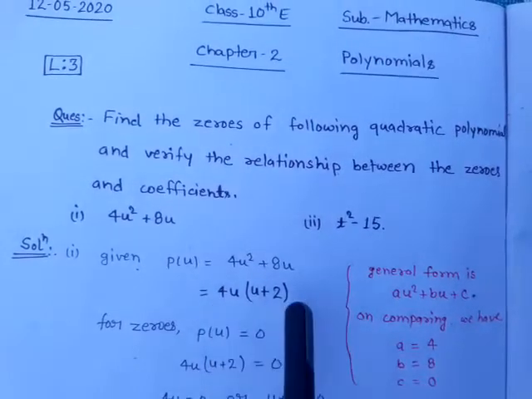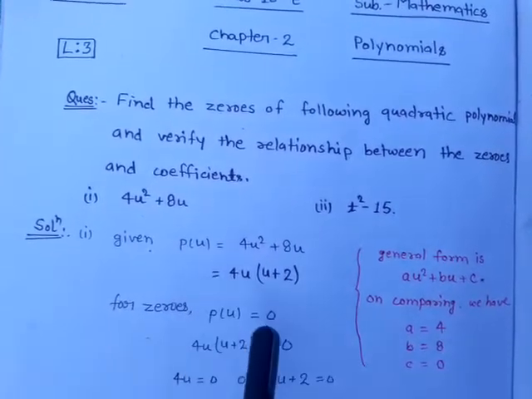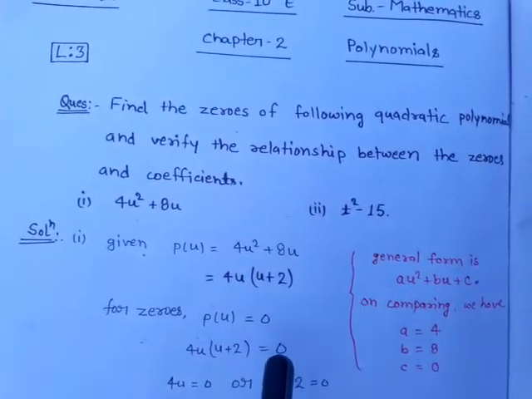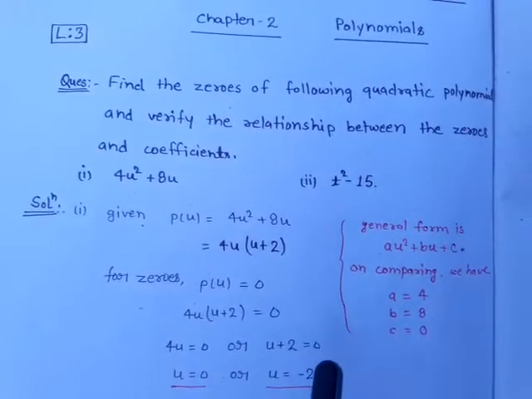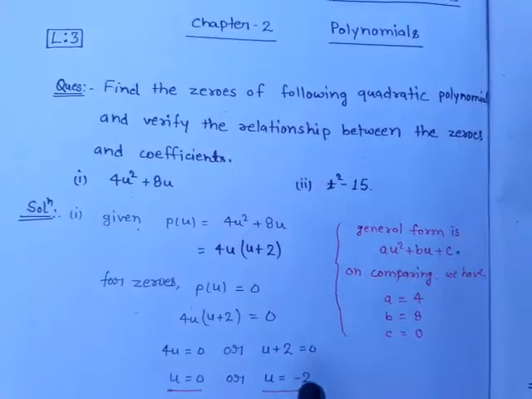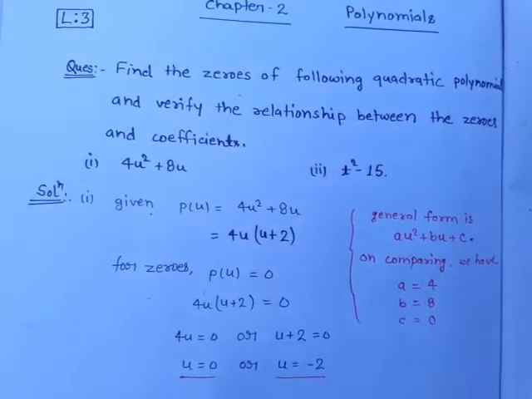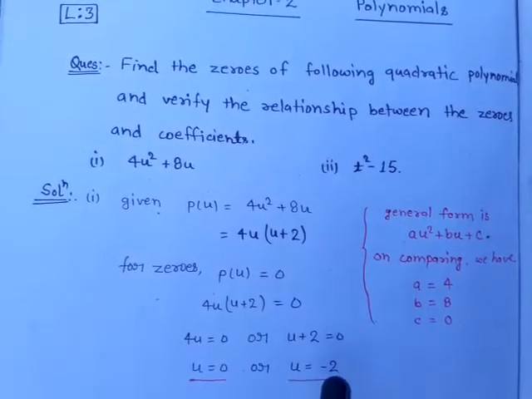Now for finding zeros we put this polynomial equal to 0. For zeros, p(u) is equal to 0, so 4u times (u plus 2) is equal to 0. Therefore 4u is equal to 0 or u plus 2 is equal to 0. This gives u is equal to 0, and moving plus 2 to the other side, we get minus 2, so u is equal to minus 2. We get two zeros: the first zero is 0 and the second zero is minus 2.